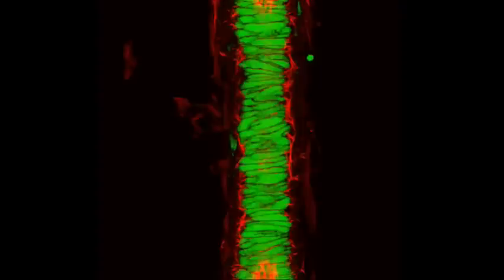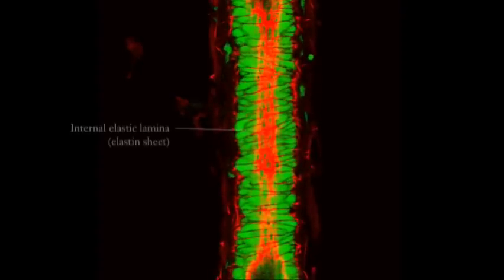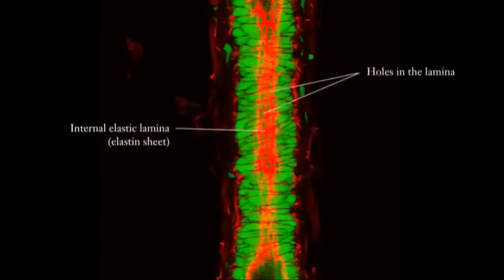As we go a little bit further in through the vessel, you're now seeing another red layer, which is more like a sheet. And this is more elastin, but this is what's called the internal elastic lamina. One thing you can notice in this layer is the holes. These allow connections to go between the smooth muscle cells and the endothelial cells so they can coordinate each other's activity.